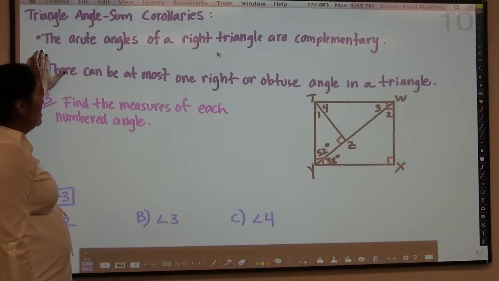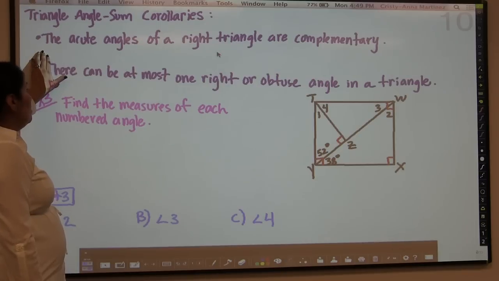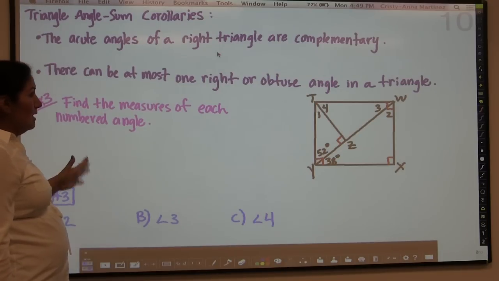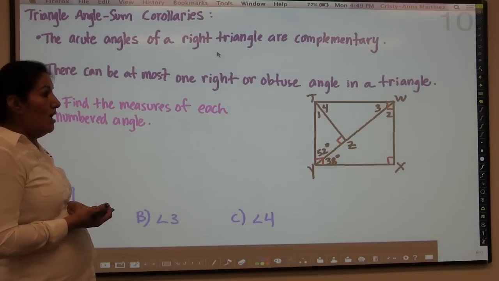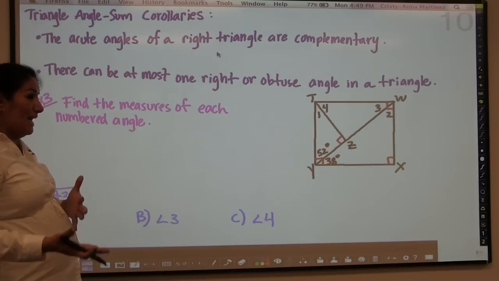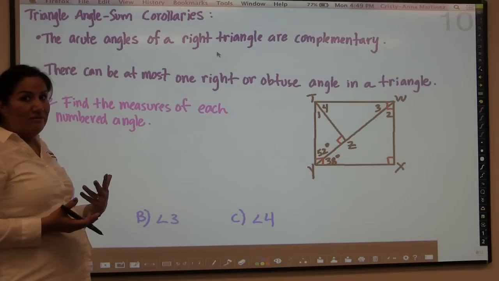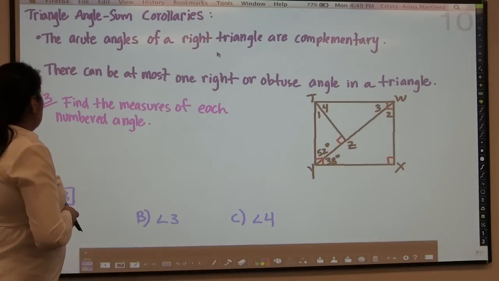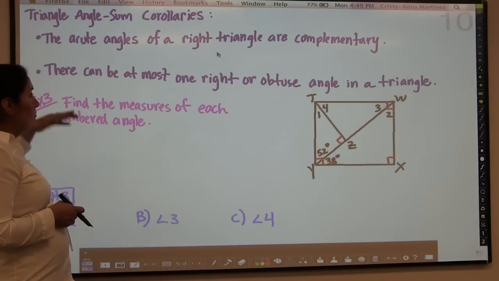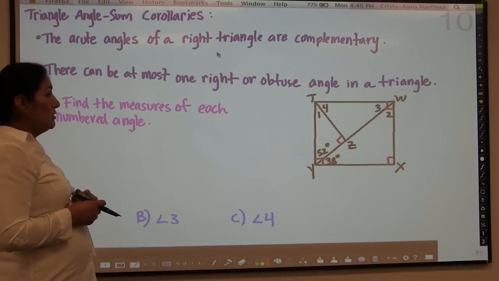The first one, they should make sense. The acute angles of a right triangle are complementary. And that's because if you know that the 3 angles in a triangle have to add up to 180, and if one of those angles is already 90, then the other 2 angles have to make up the other 90. Hence, complementary.